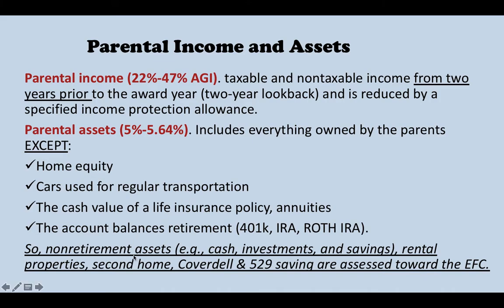So then what's counted? What's counted is non-retirement assets, such as cash, investments, and savings in the bank. Your rental property is counted. Second homes are counted. If you're saving for your kids' education, the Coverdell and 529 savings are counted too. If you own a business, the business is usually counted as well. So that's the parents' assets and parents' income.